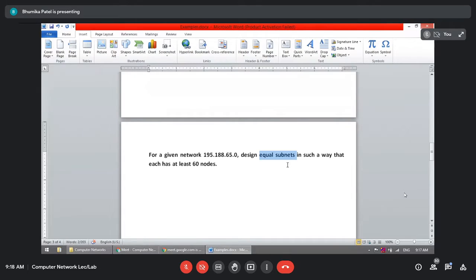They are asking us to design equal subnets. But here in the question, we are already given how many hosts will be there in each subnet. Minimum 60, okay, minimum 60 IP addresses should be there in each subnet. All of you getting? So instead of the number of subnets, we are given the number of hosts in the question.